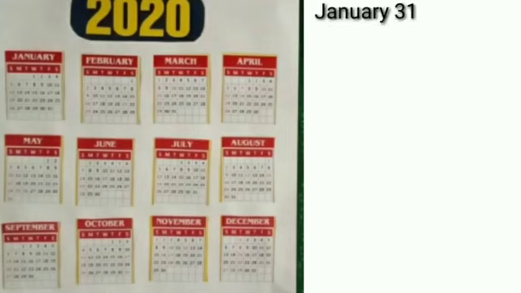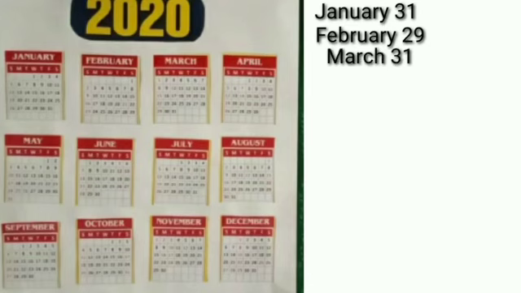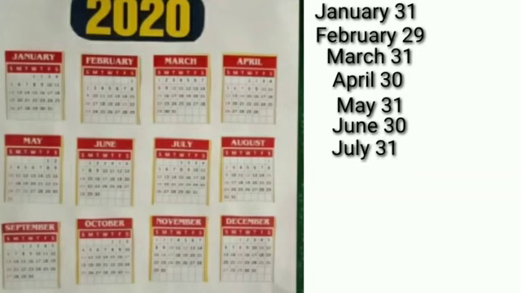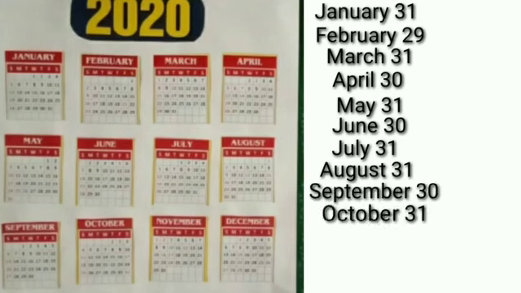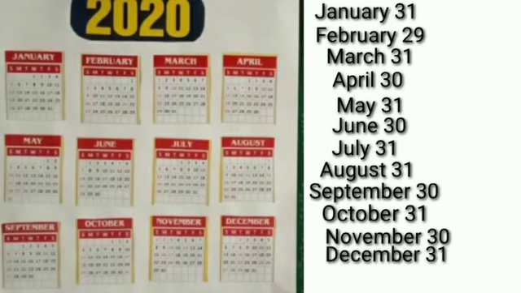January has 31 days. February has 29 days. March has 31 days. April has 30 days. May has 31 days. June has 30 days. July has 31 days. August has 31 days. September has 30 days. October has 31 days. November has 30 days. December has 31 days. Now we will add it. Total comes 366. In year 2020, it has 366 days.